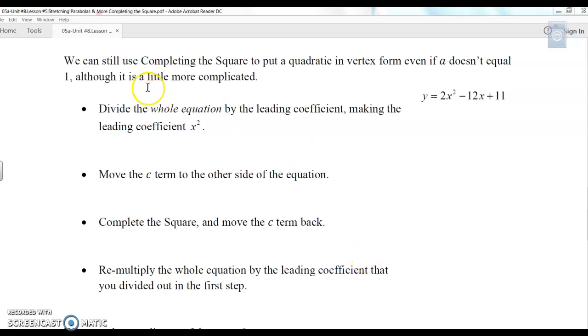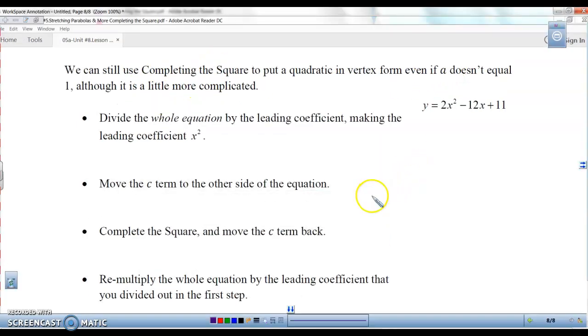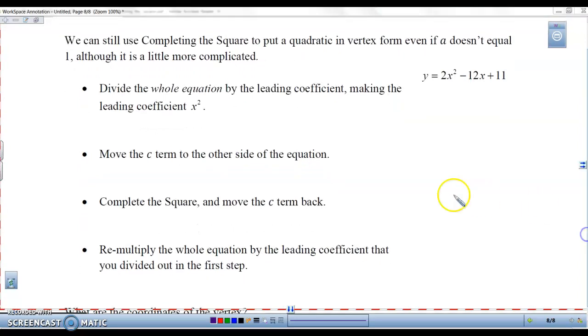Okay, now we can still use completing the square to put the quadratic in vertex form even if a doesn't equal 1, although it is a little more complicated. There are basically technically 2 extra steps that you have to do in the process of completing the square that we learned the other day. Now, the ones we've done so far have always been x squared. Well, this is 2x squared. So what we have to do is divide the whole equation by the leading coefficient to make it x squared.